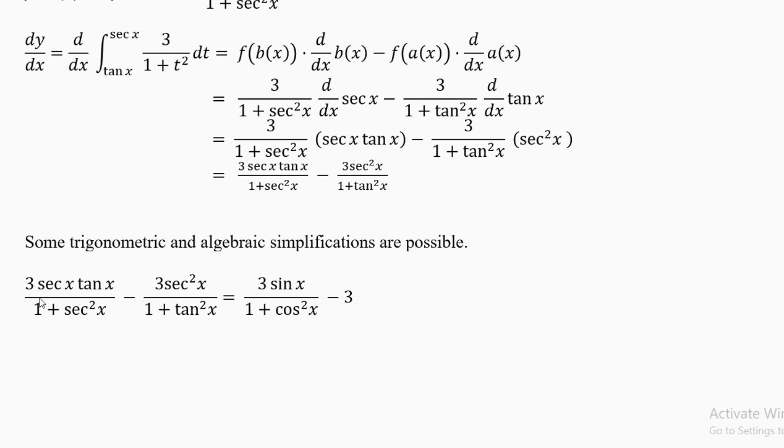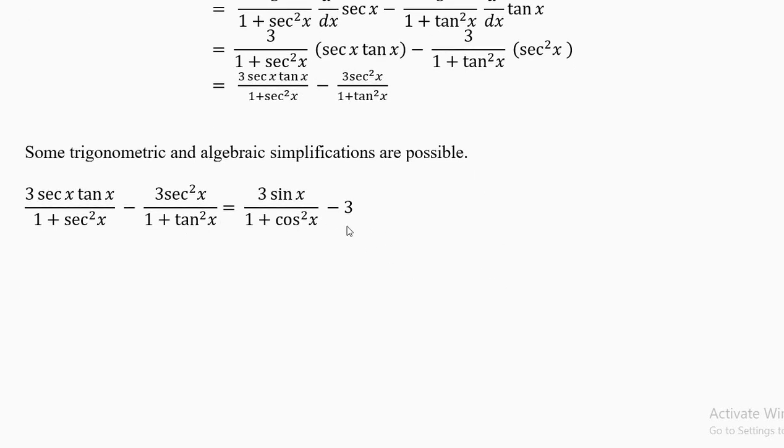Some more algebra can be done on this, and you will get 3 sin x divided by 1 plus cos square x minus 3. If you know your trigonometry, do this. If you do not know it, forget about it. But you have to know, come to this stage here. So we'll need these things if we are going to do maxima, minima, or second derivative or something like that.